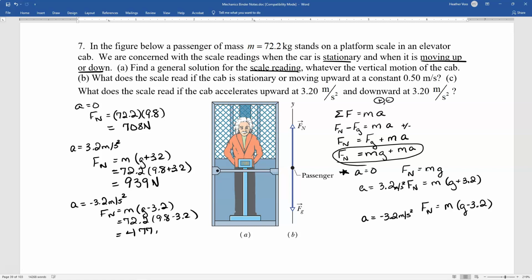That's going to be about 477 newtons. So what this is telling me is if you're going up in an elevator, the scale would read heavier than if you're going down, which makes sense if you think about how your stomach feels as you're going up and down in an elevator, because your stomach is a fairly good accelerometer. So take a gander at these. Let me know what questions you have.